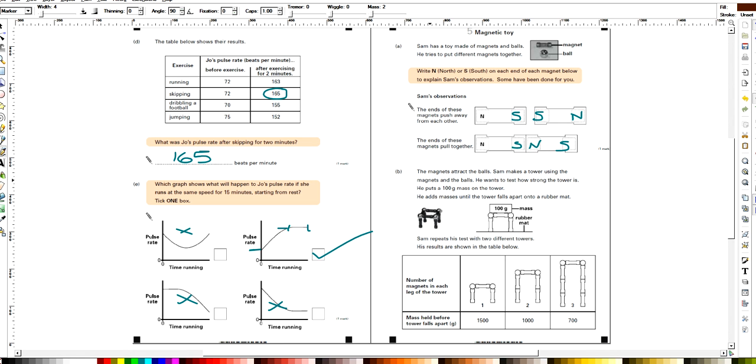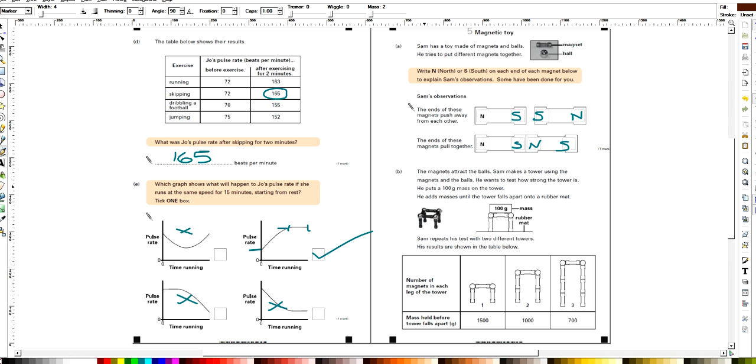Now let's explain it. Why are these two south? They're both south because like poles repel. Like poles means the same. These two are opposite because opposite poles attract. Opposite poles attract. That's the scientific explanation behind it.